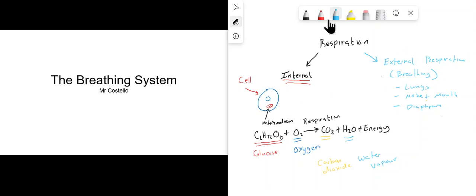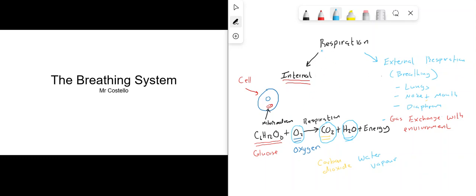And the reason for this external respiration is gaseous exchange. Gas exchange with the environment. So what gas is being exchanged with the environment? Well, you have oxygen going in, and then you have carbon dioxide and water vapor going out. So this is what we mean by gaseous exchange, and this is what's called external respiration.